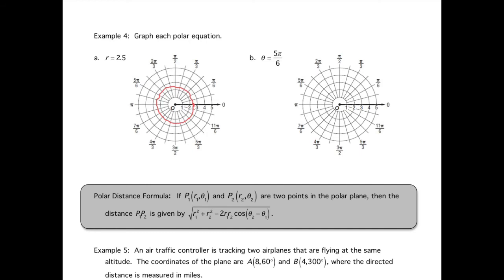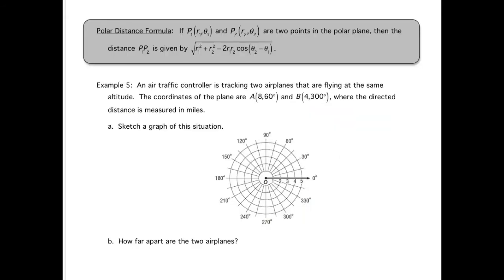Okay. The next one we're going to graph is all the points that lie along the line theta equals 5 pi over 6. So I locate 5 pi over 6, which is this direction, and it's all the points, so it's the points in the opposite direction from it also. So it makes a line, not a ray. That is how easy it is.